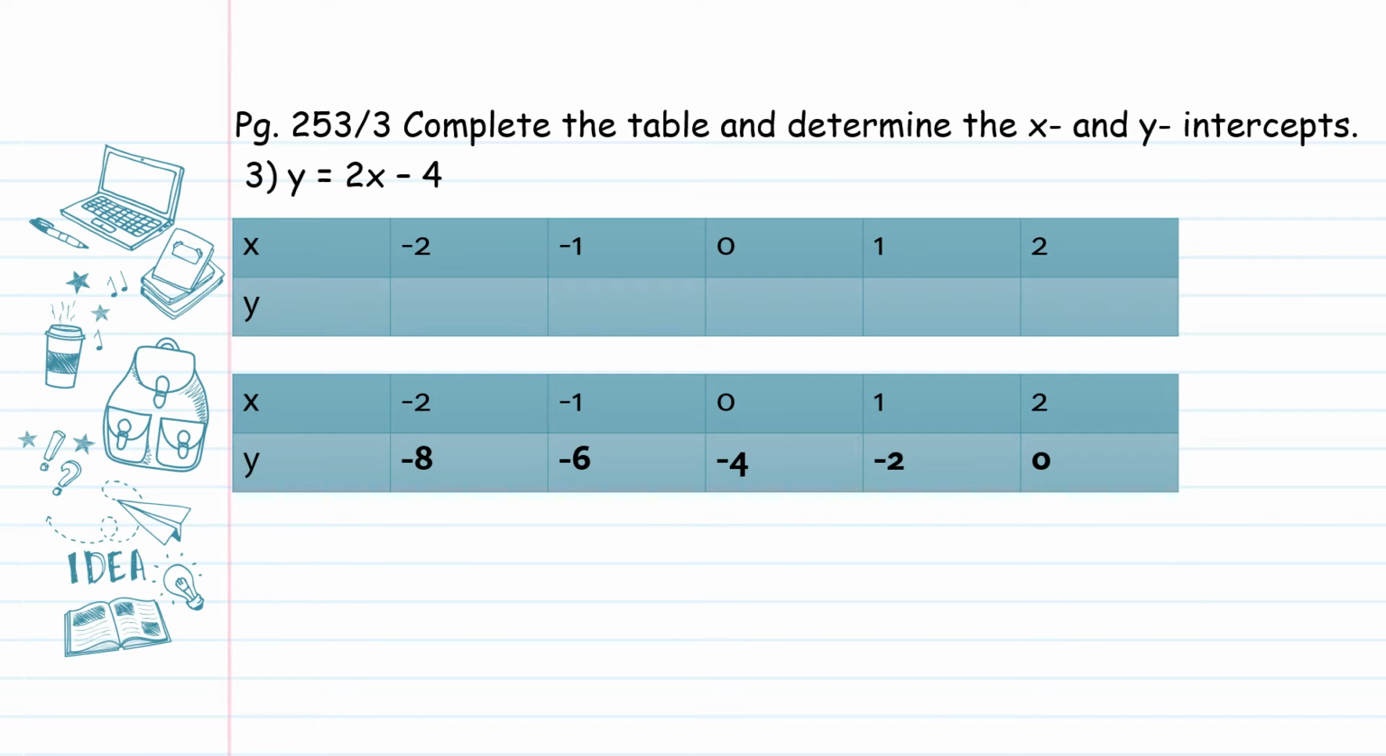So now we need to identify our x and y intercepts. For the x-intercept, we're identifying where y is equal to 0. So we get the point 2, 0. For our y-intercept, we want our x to be 0. So our point will be 0, -4.